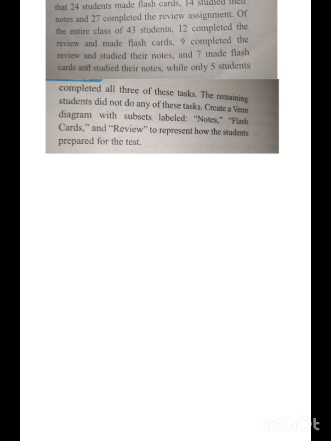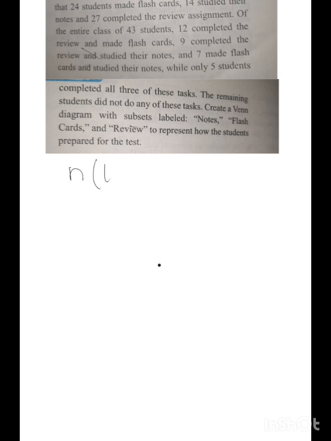What we need to do is find out the remaining students who did not use any of the three things, and then also we need to create a subset diagram, a Venn diagram with subsets labeled notes, flashcards, and review, to represent how the students prepared for the test. So we need to do two things in the question. First of all, we will create the Venn diagram, and secondly, we will calculate at the end how many students didn't prepare through all these three methods.